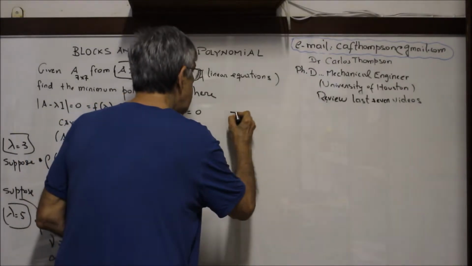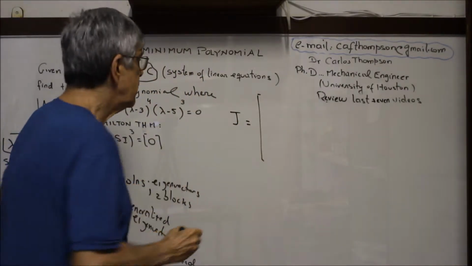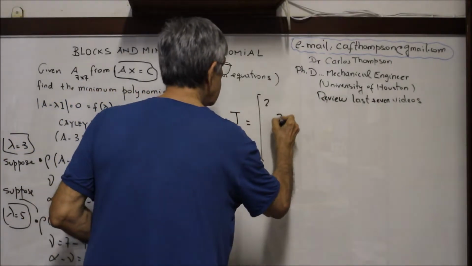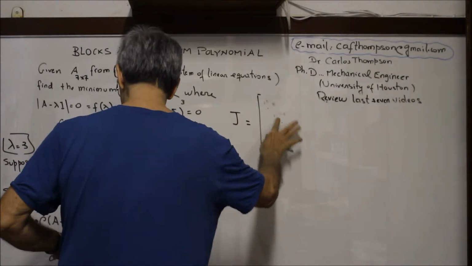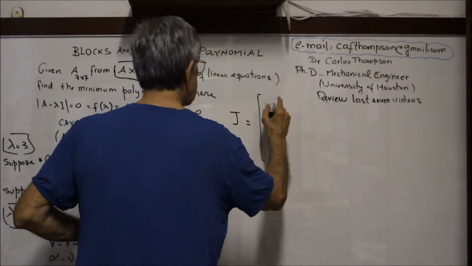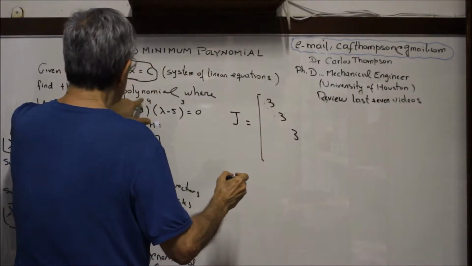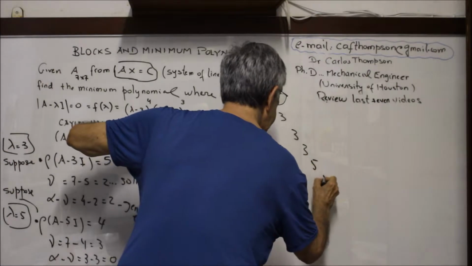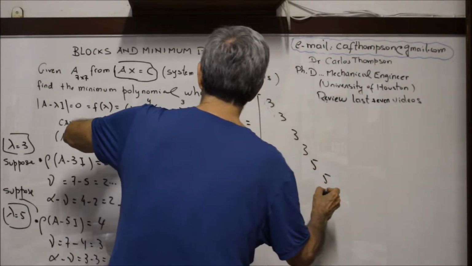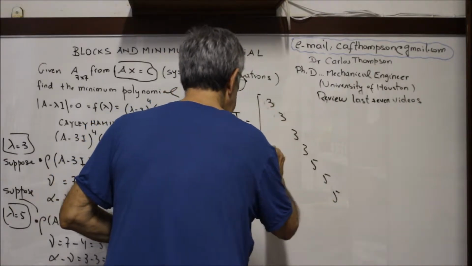Okay, let's write a possible J. I said possible J. Here's 2. Let's put 3, I'm sorry. This is 3. This is 3. The multiplicity is 4. Now it's 5. 3, 6, and 7. This is my matrix.